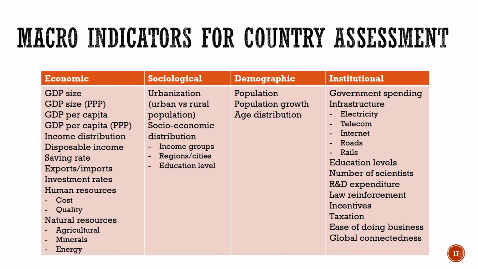This table shows some macro indicators that can be used as a first stage to select countries. The relevancy of each indicator would depend on the role of the country in the international strategy. For instance, sourcing countries can be more attractive if they have good transport infrastructure. Key countries usually have good research and development facilities as well as education levels.